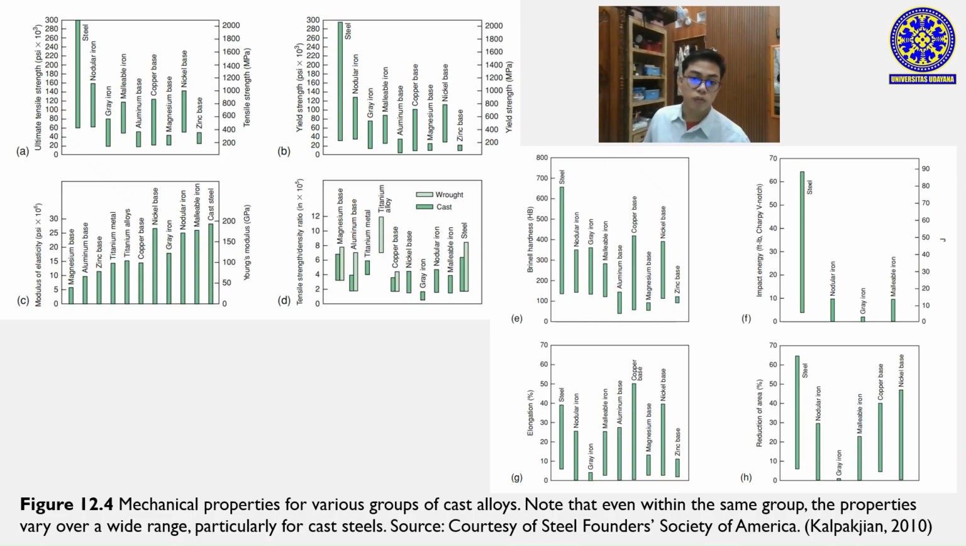Figure 12.4 compares the mechanical properties of various cast alloys, including steels, irons, and non-ferrous metals. It shows that properties like strength, ductility, and hardness vary widely, even within the same alloy group. Cast steel, in particular, displays the largest variation, reflecting its diverse composition and heat treatments.